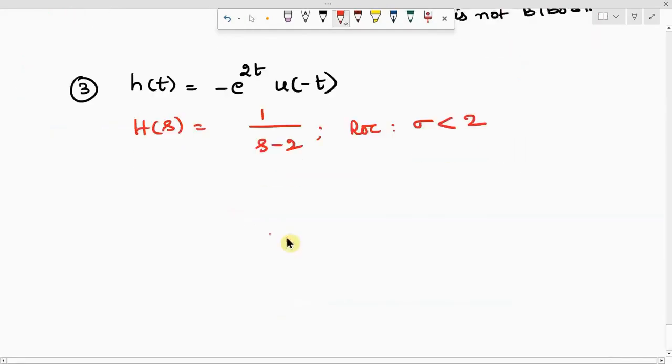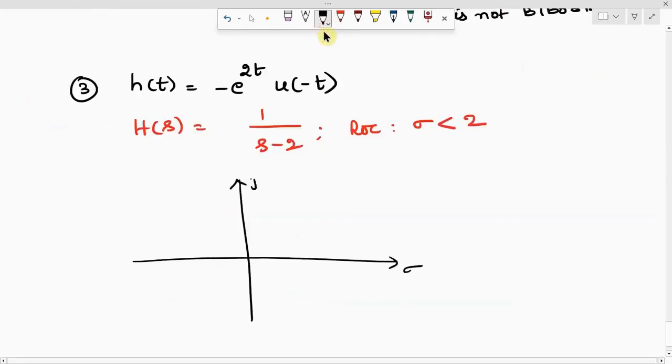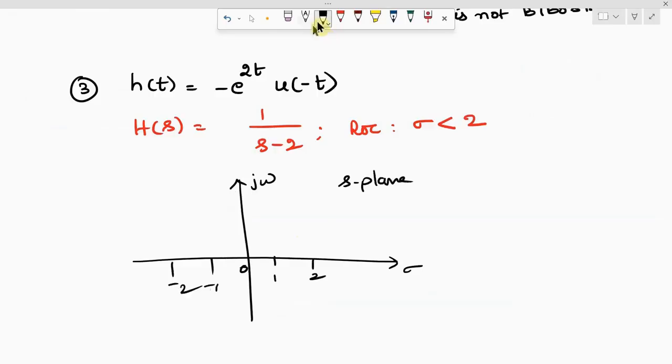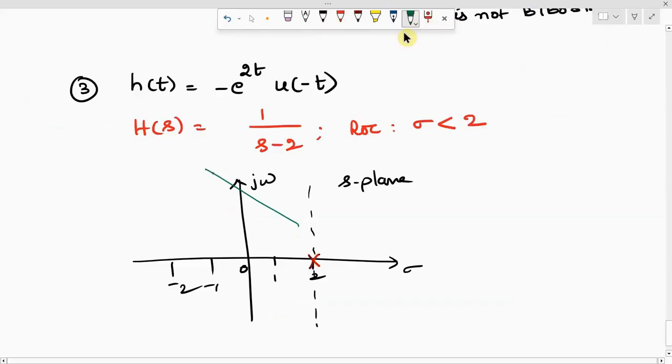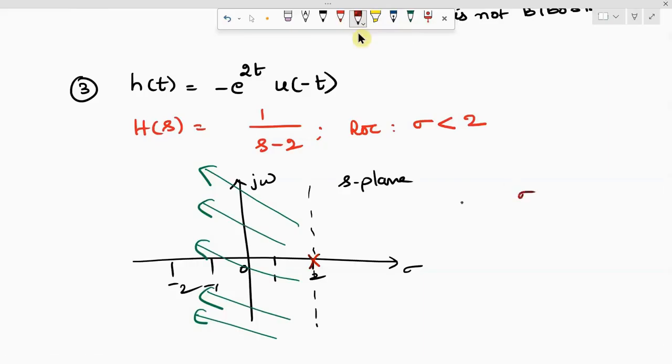Okay. Now, let me again plot this. Real axis, imaginary axis, S plane: 1, 2, minus 1, minus 2, 0. The pole location is at s equal to 2 here. As usual, drawing a line, sigma less than 2 goes towards the left-hand side. Now tell me, what is the range for sigma now? Minus infinity to 2.